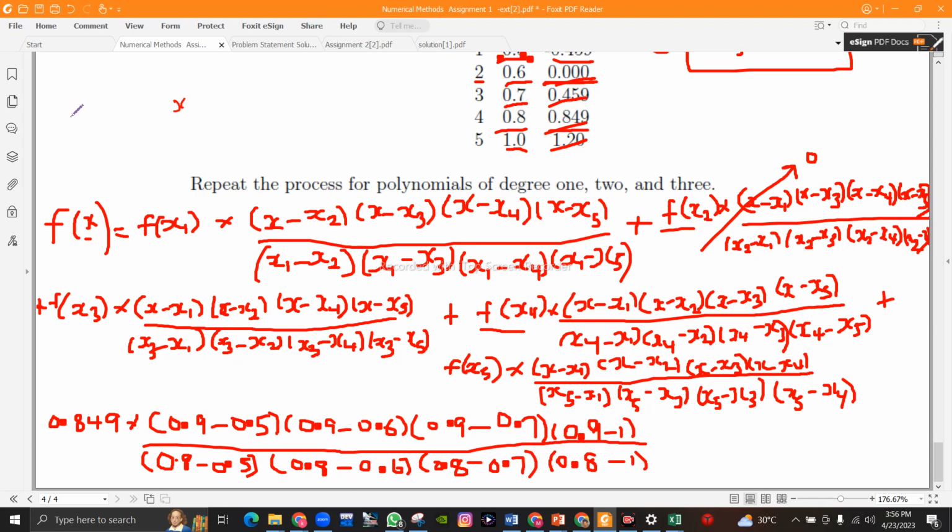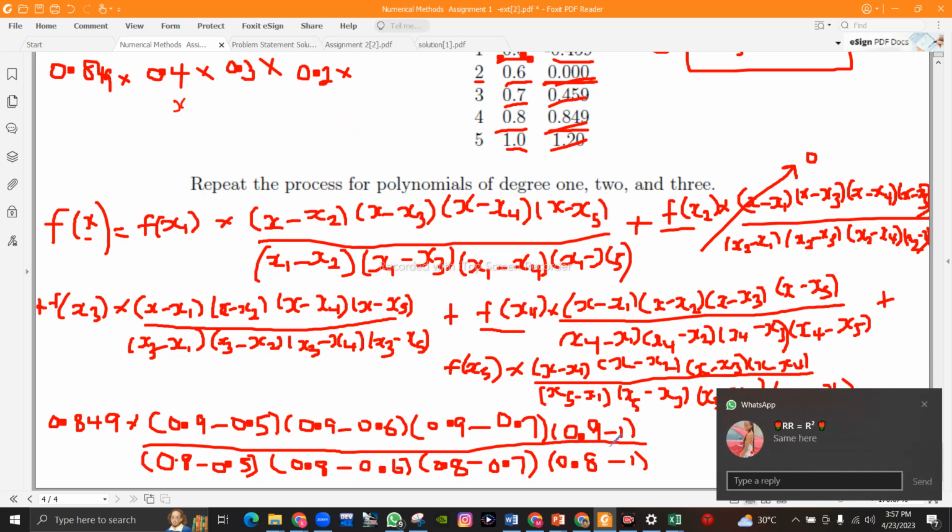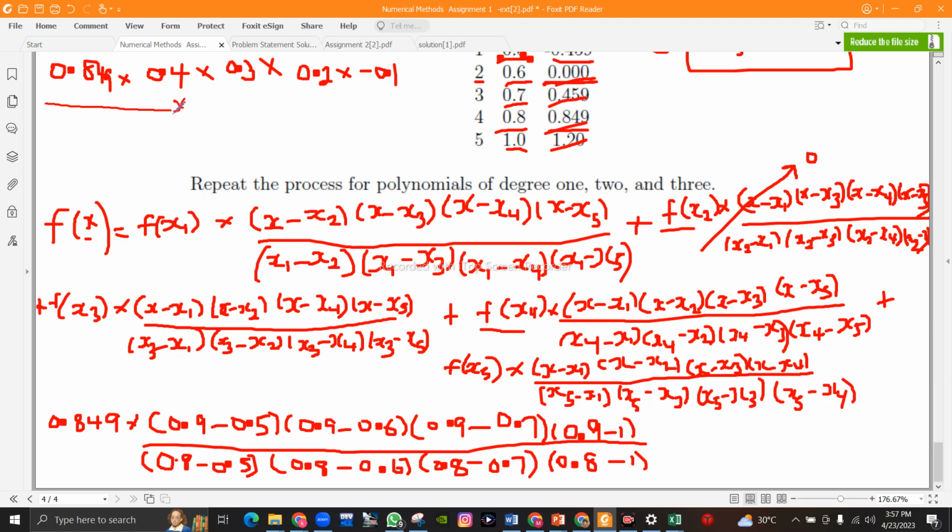So we calculate this. That will be 0.849 times 0.5 minus this is 0.4, times 0.9 minus this is 0.3, times 0.9 minus this is 0.2, times 0.9 minus this is minus 0.1, sorry, divided by 0.8 minus 0.5, that's 0.3. 0.8 minus 0.6, that's 0.2. 0.8 minus 0.7, that's 0.1. 0.8 minus 1, that's minus 0.2.